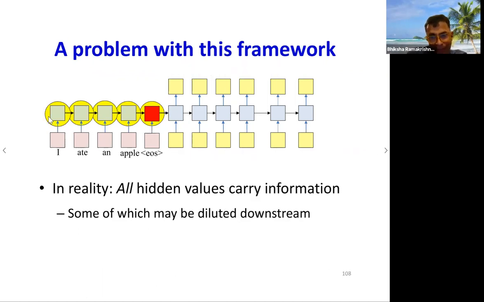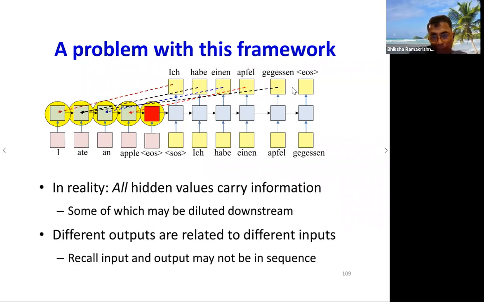In reality, all the hidden state values at every time carry information. And in fact, this information might get diluted as you pass it through time. And different outputs over here may relate more directly to hidden representations at a specific instance of time. For example, this ich clearly relates to I and doesn't care about Apple. Both habe and gegessen relate to it. And relates to einen, right?